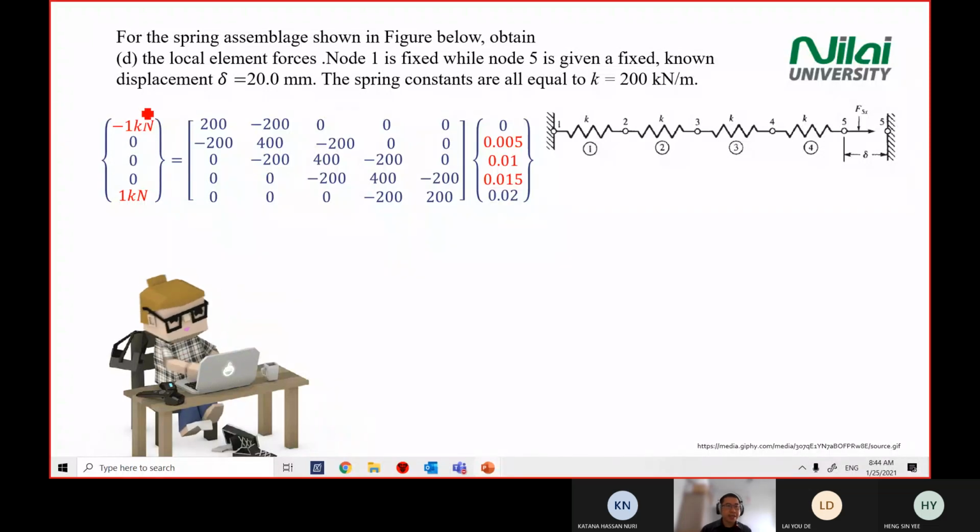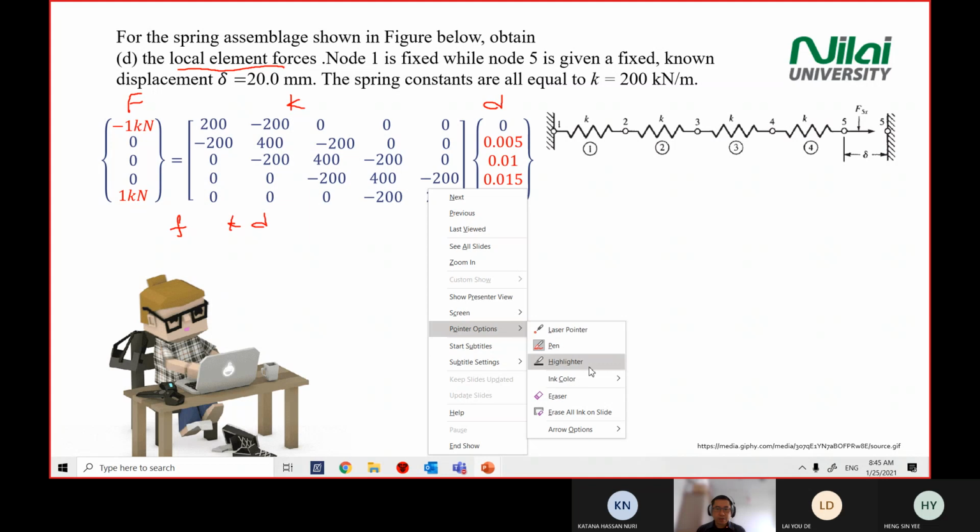So when you put inside all the values you find here, then you look at section D, which is to investigate the local element forces. It means you look at this matrix and then you try to find what the forces are. Again, the matrix that you found is capital F, capital K, and D. We want to find small f now. We want to find small f, K, and D. So these are the steps.